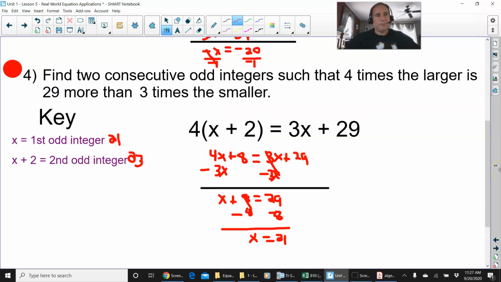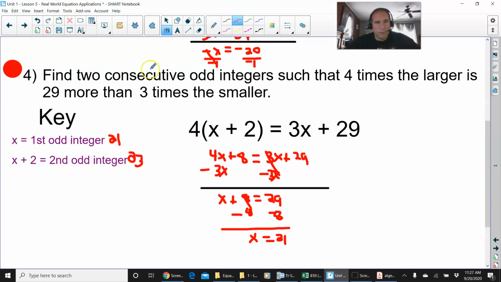Okay, if you were able to do this, again, this is a challenge. It might not even be in your lesson, but these are challenge questions if you want to challenge yourself. Find two consecutive odd integers such that 4 times the larger is 29 more than 3 times the smaller. So the key is what you should have down. It's just two consecutive odd integers. X equals the first odd integer. X plus 2 is the second odd integer.